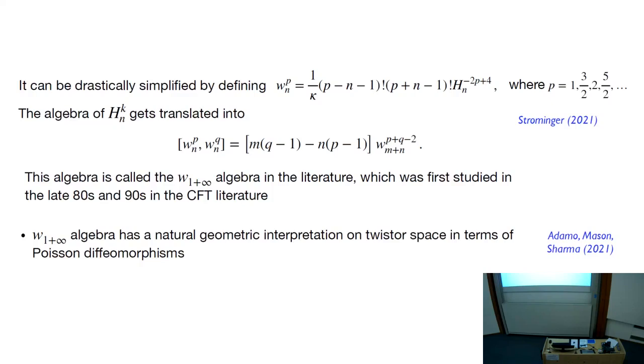Okay, and also as Tim already mentioned, this W1+infinity algebra has a very natural geometric interpretation of the space in terms of the Poisson structure.